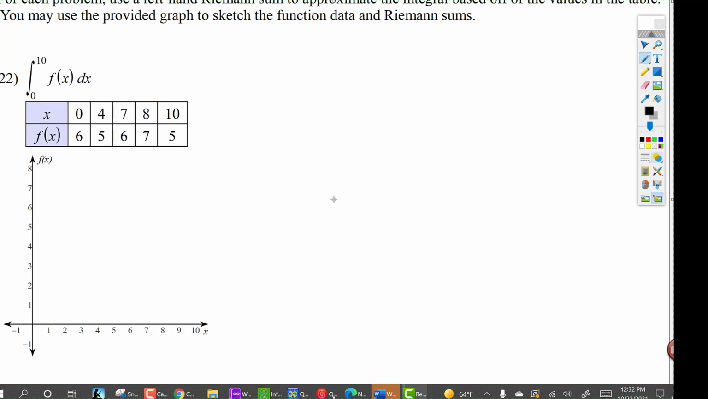Okay, now we're going to use Riemann's sum using left-handed rectangles to find the area under the curve when we don't even know what the actual function is, and we're going from 0 to 10. So here's my recommendation. At 0, we're at a height of 6, so mark that. And then at 4, we're at a height of 5.